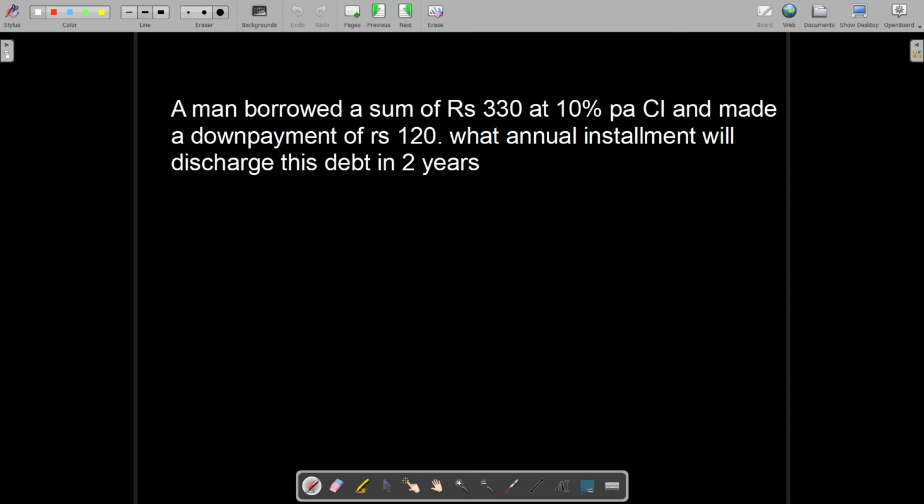So here he borrowed a sum of rupees 330 and immediately made a down payment of rupees 120. You just have to subtract it straight away. So this can be read as a man borrowed a sum of rupees 210 at 10% per annum CI, and we have already cancelled out the down payment part. What annual installment will discharge this debt? We already know the answer to this question as 121 rupees. You can do it by equation, or you have just solved it earlier. Moving on to the next topic.